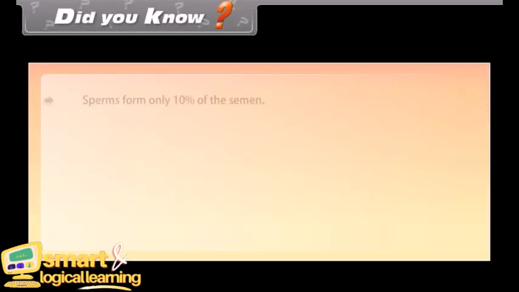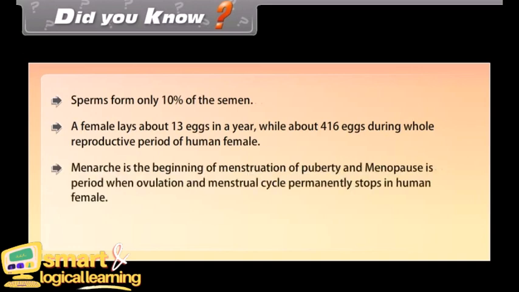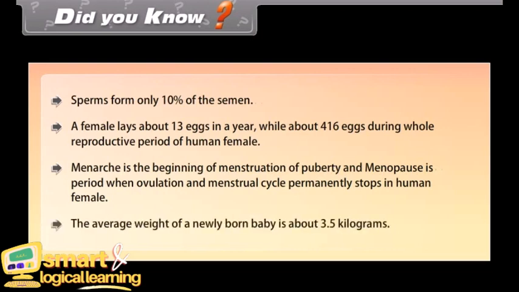Did you know sperms form only 10% of the semen? A female lays about 13 eggs in a year, while about 416 eggs during the whole reproductive period of a human female. Menarche is the beginning of menstruation at puberty, and menopause is the period when ovulation and the menstrual cycle permanently stop in the human female. The average weight of a newly born baby is about 3.5 kilograms.